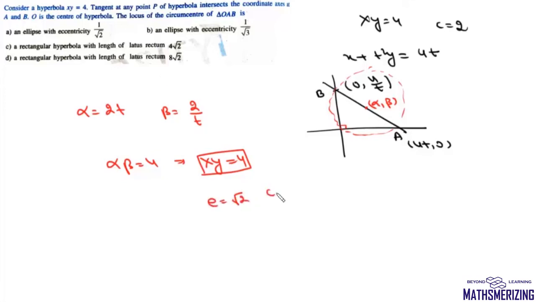root 2, whose c is 2. So the length of latus rectum will be 2 root 2 c. Now c in this case is 2. So it will be simply 4 root 2. So the answer to this question is option C. Rectangular hyperbola with length of latus rectum as 4 root 2.